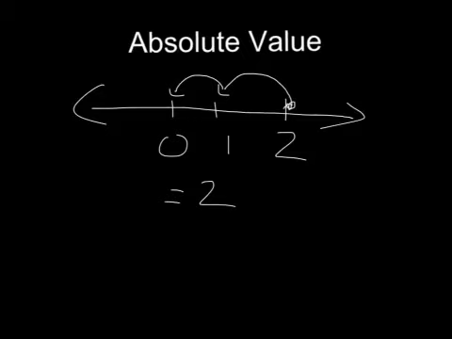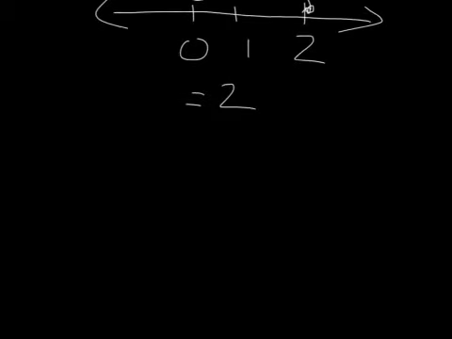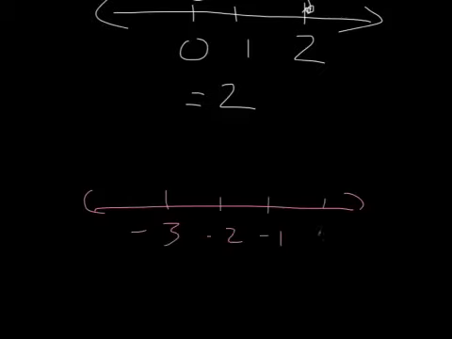Let's say we wanted the absolute value of -3. Well, we have -3 on our number line. Let's just count the spaces to 0. So we have 1, 2, 3. So the absolute value of -3 would equal 3.